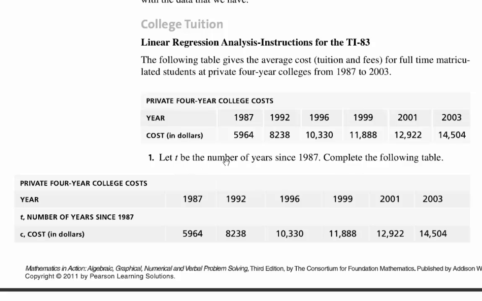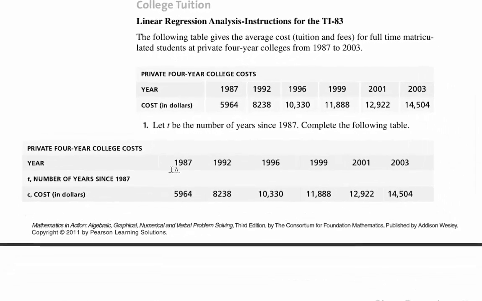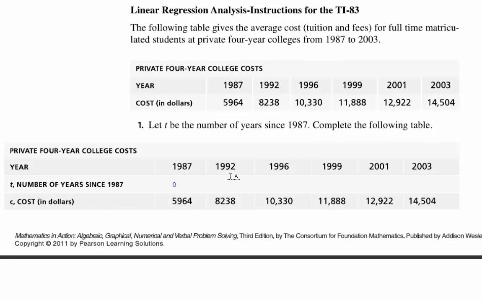So question 1 says, let T be the number of years since 1987, and we're asked to complete the following table. So if T is the number of years since 1987, well, T here would be 0. And 1992 would be 5 years after 1987, so I'll place a 5 here. 1996 would be 9 years after 1987. 1999, that would be 12 years after 1987. 2001 would be 14 years, and 2003 would be 16 years after 1987. So I've answered question number 1.